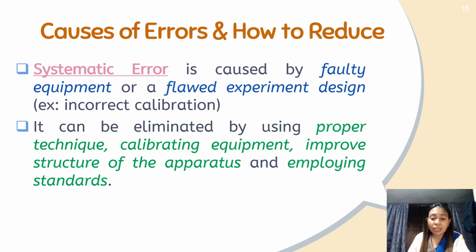So systematic error, again, is caused by faulty equipment or a flawed experiment design. How can it be eliminated? Using proper technique, calibrating equipment, and improving the structure of the apparatus.